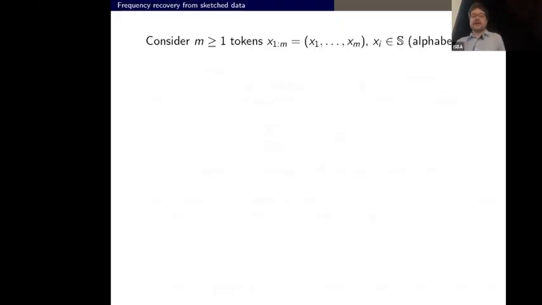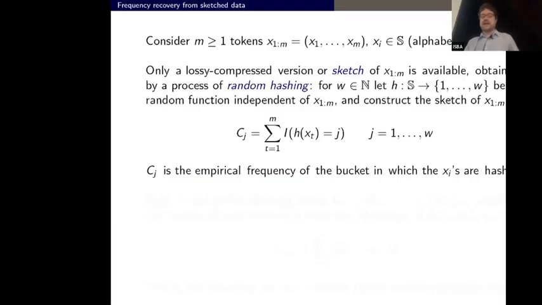So I consider a collection of M observations. Each xi belongs to an alphabet of symbols. M here is typically very large, and S is an arbitrary alphabet. So I have a collection of M symbols. And as I said, I don't have access to these observations, but only to a lossy compressed version, or sketch, of the data.